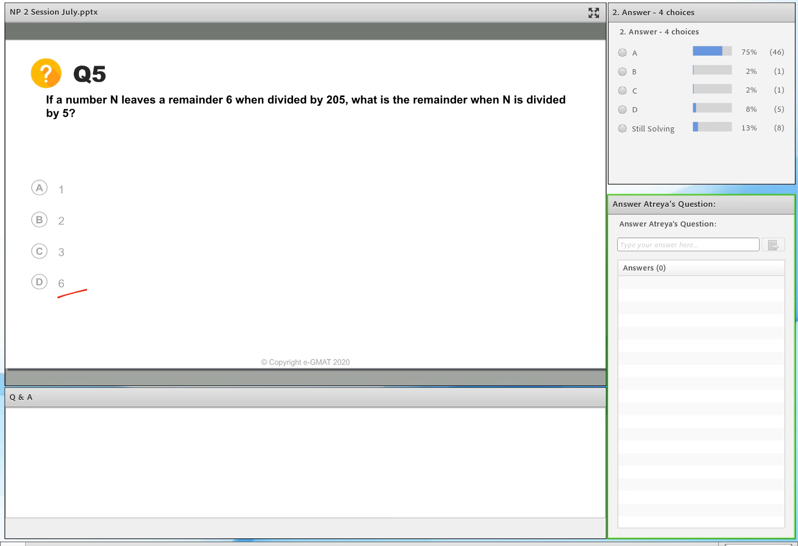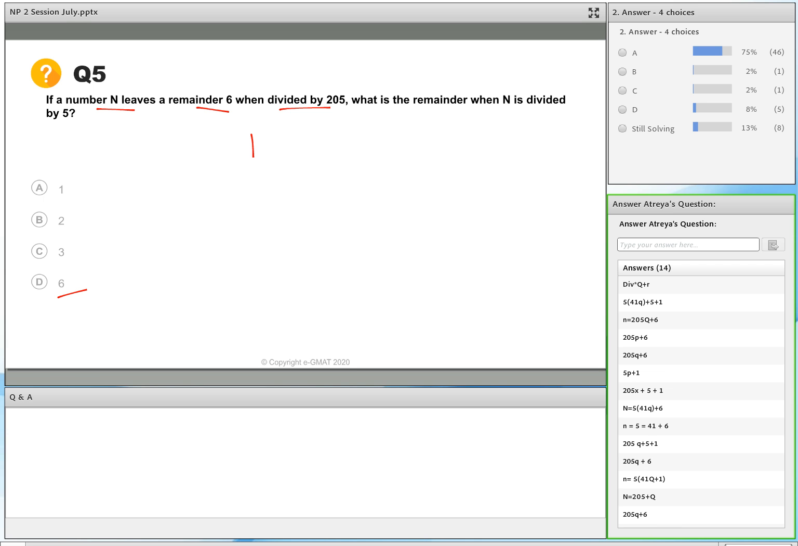Now, if a number n leaves a remainder 6 when divided by 205, I'm going to open the short answer poll. Tell me, how can I write n as? Please use the short answer poll to help me understand how I write n. Leaves a remainder of 6 when divided by 205. Absolutely correct. n can be written as 205q plus 6, right? 205q plus 6.